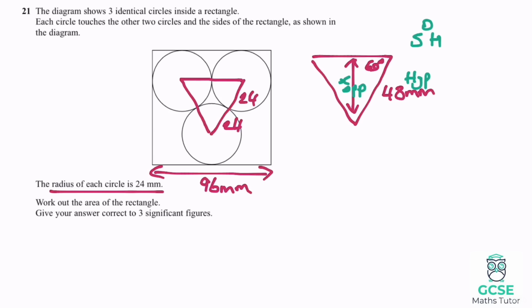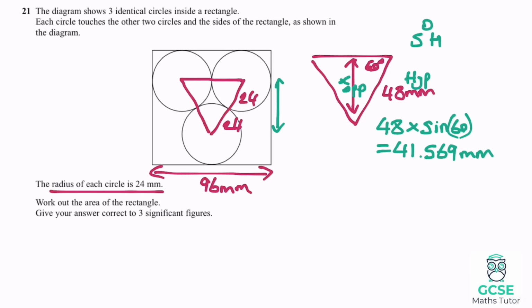So to work out the length of that opposite length there, we would do 48, the hypotenuse, multiplied by sine 60. There you go, 48 times sine 60. And it gives us a length there of 41.569. And again, that's going to be in millimeters. So now we've got that length there, which I'm going to draw on the side of the rectangle, being 41.569. Let's label that on, 41.569.